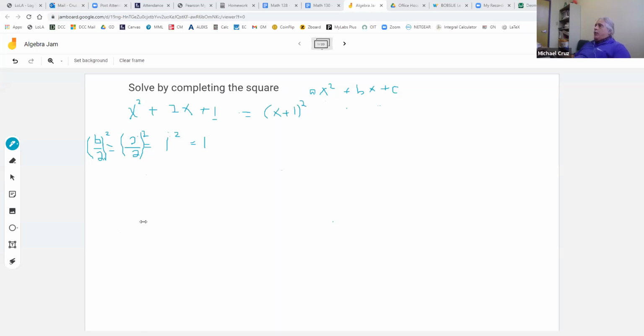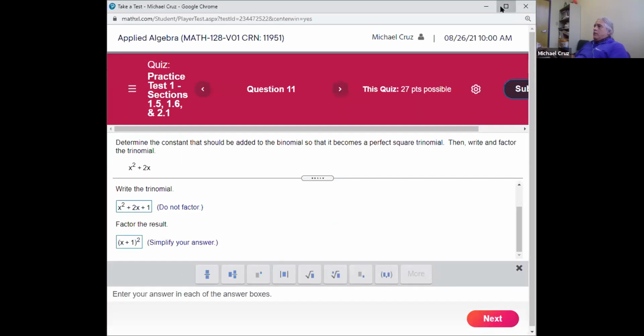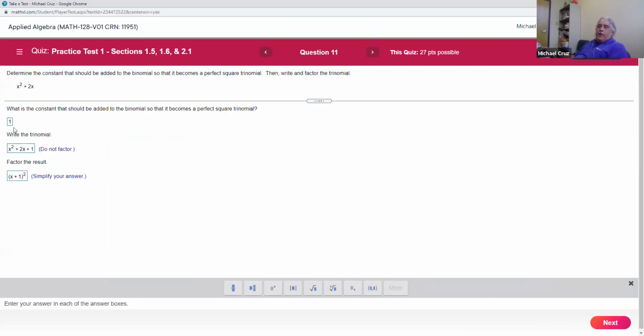So those were the 3 things they wanted for input. All right, I'll show you. Say they wanted us to find the number, they wanted just to write out the trinomial and then square it, or factor it, they call it.